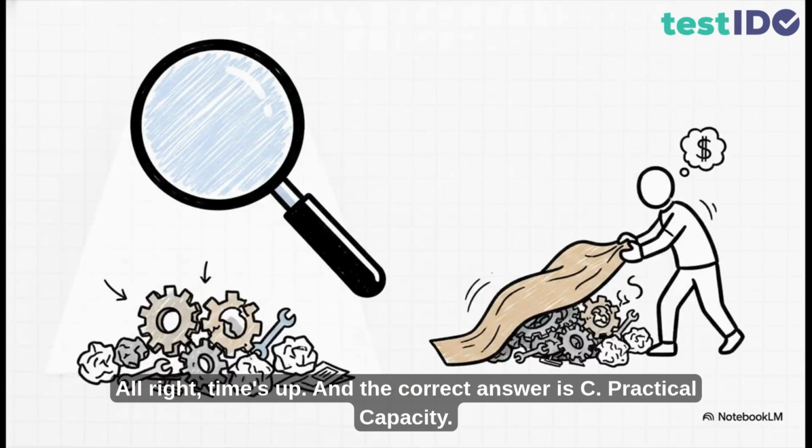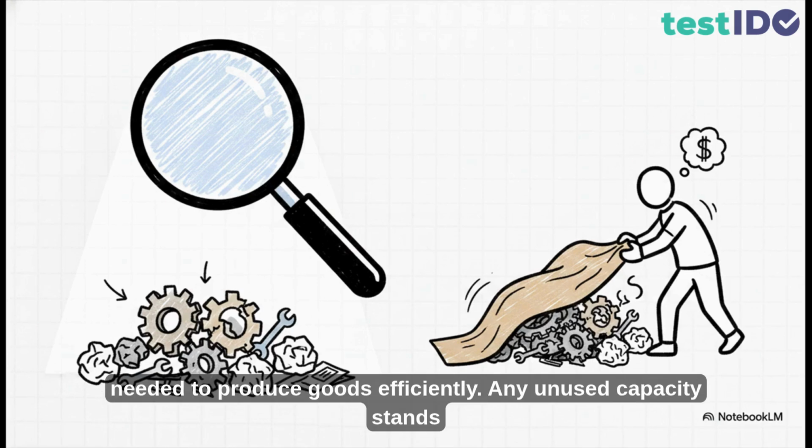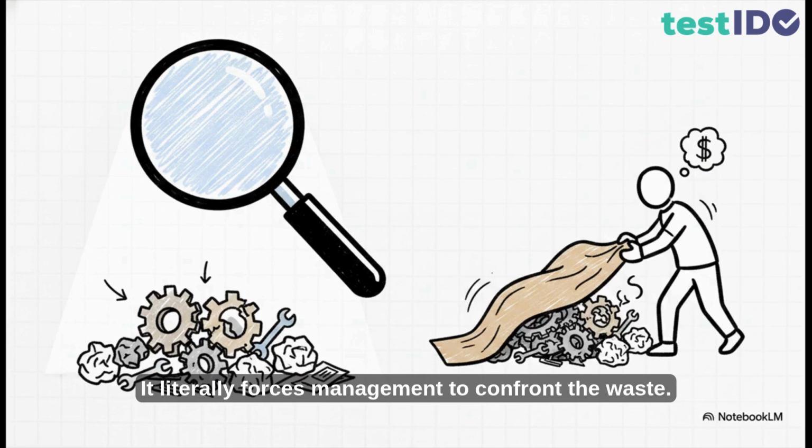All right, time's up. And the correct answer is C, practical capacity. Why is that? Well, because if you use practical capacity, the overhead rate only covers the resources actually needed to produce goods efficiently. Any unused capacity stands out dramatically as an unfavorable variance on the income statement. It literally forces management to confront the waste.